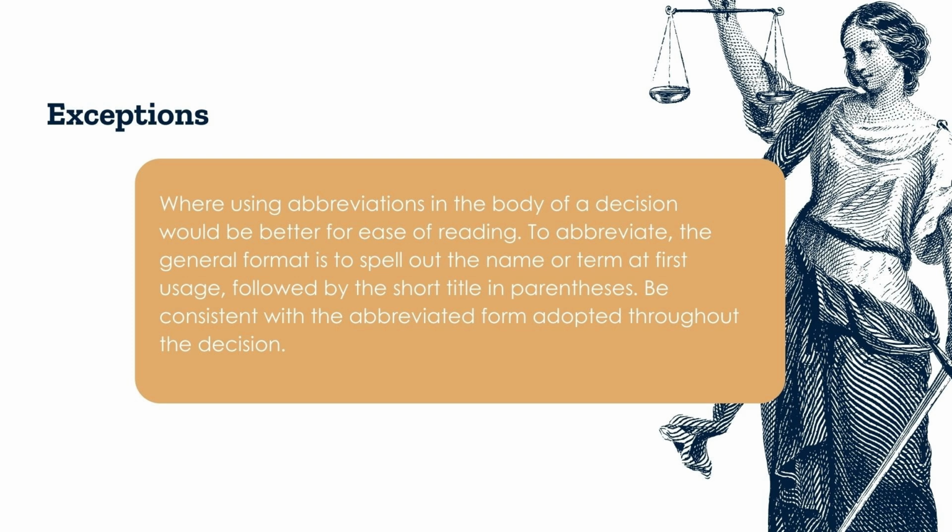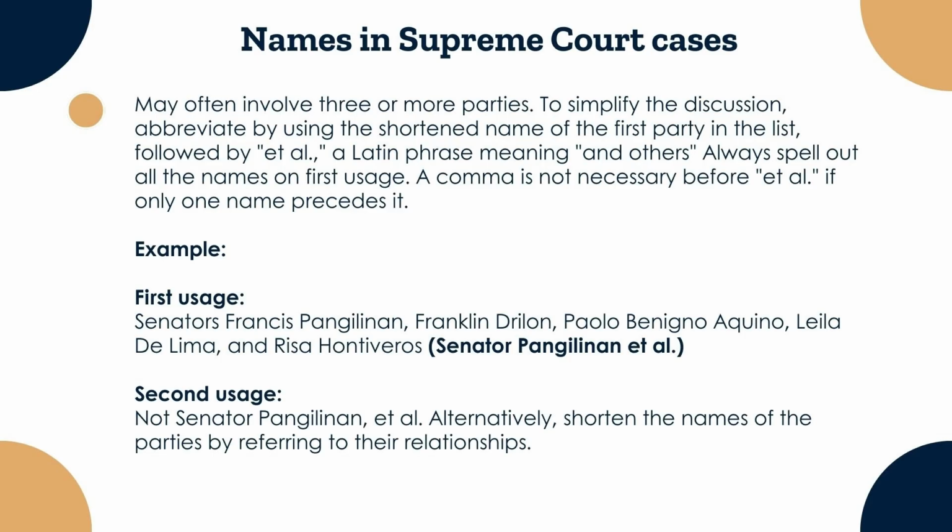Be consistent with the abbreviated form adopted throughout the decision. Moreover, abbreviations generally come without any periods, except when the institutions themselves adopt otherwise. Named Supreme Court cases may often involve 3 or more parties. To simplify the discussion, abbreviate by using the shortened name of the first party in the list, followed by et al., a Latin phrase meaning "and others."